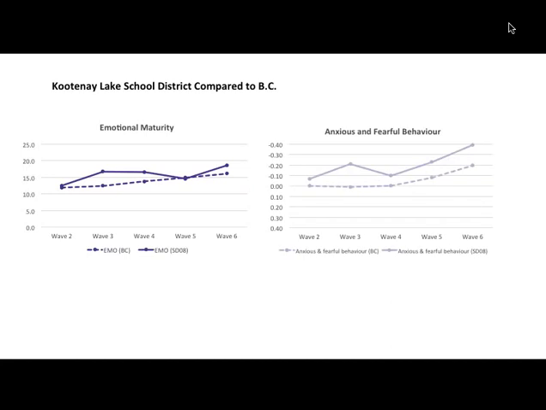And for anxious and fearful behavior, again, Kootenay Lake has the same pattern as the province of getting worse over time, but starts off worse and ends up with a pretty consistently higher amount of anxiety and fearful behavior in their children than in the province as a whole. I'm not sure why that is, but anyone from Kootenay Lake who's listening today, I'm interested in your opinions about that. Okay, I'm going to stop before I go to the very last one and see if there are any questions.